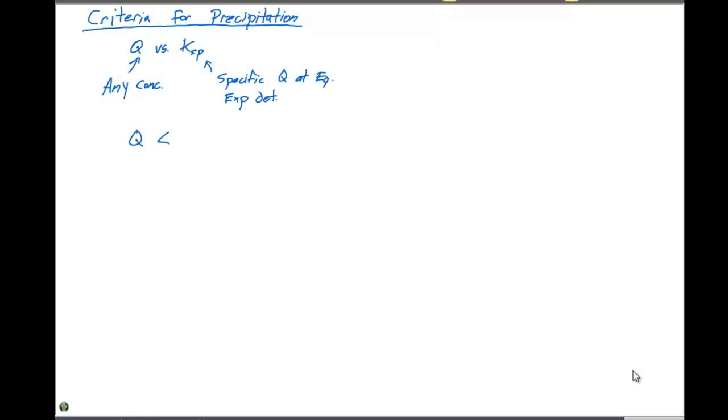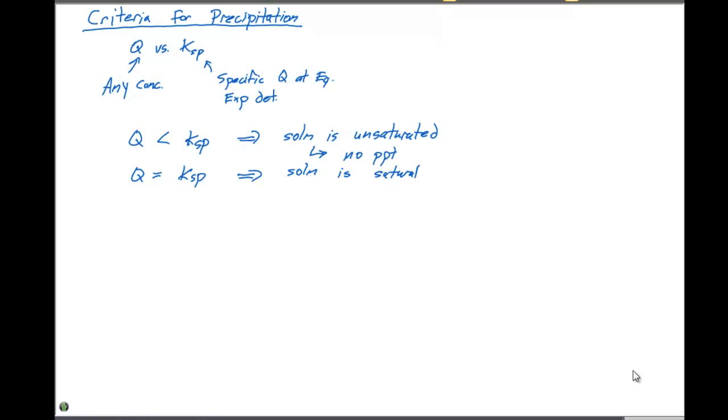If Q is less than the KSP, what we can say is our solution is unsaturated. And the physical result of this is that no precipitate will form. If Q is equal to the KSP, we can say that our solution is saturated. We learned that when we have a saturated solution, this is a specific case that we can say is equilibrium.